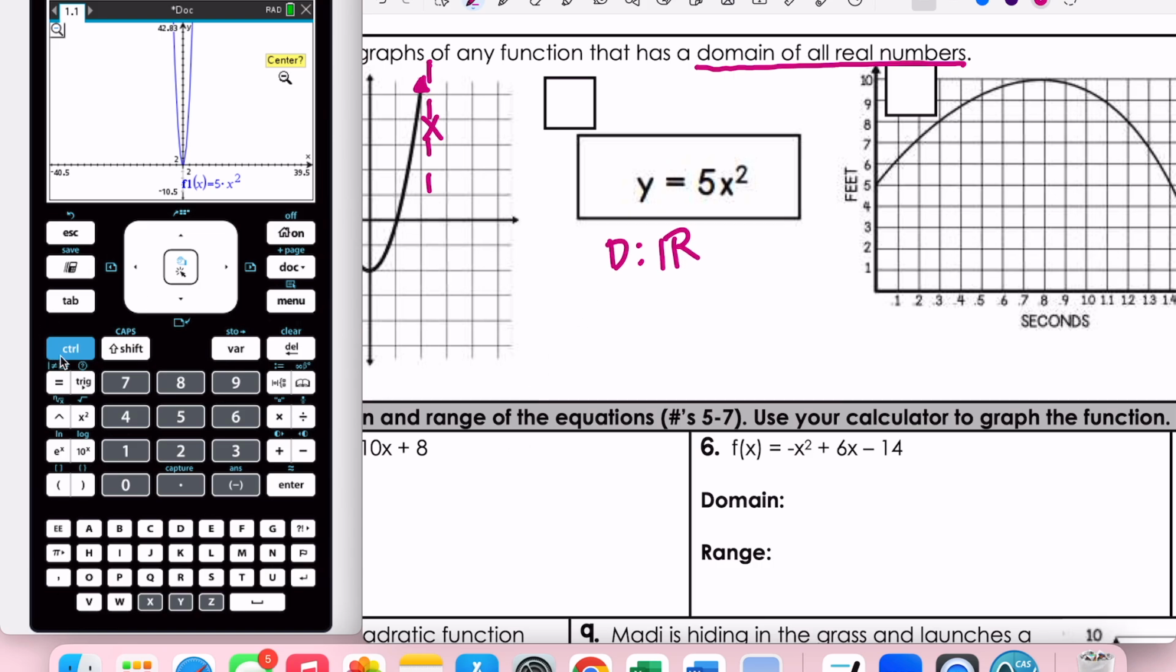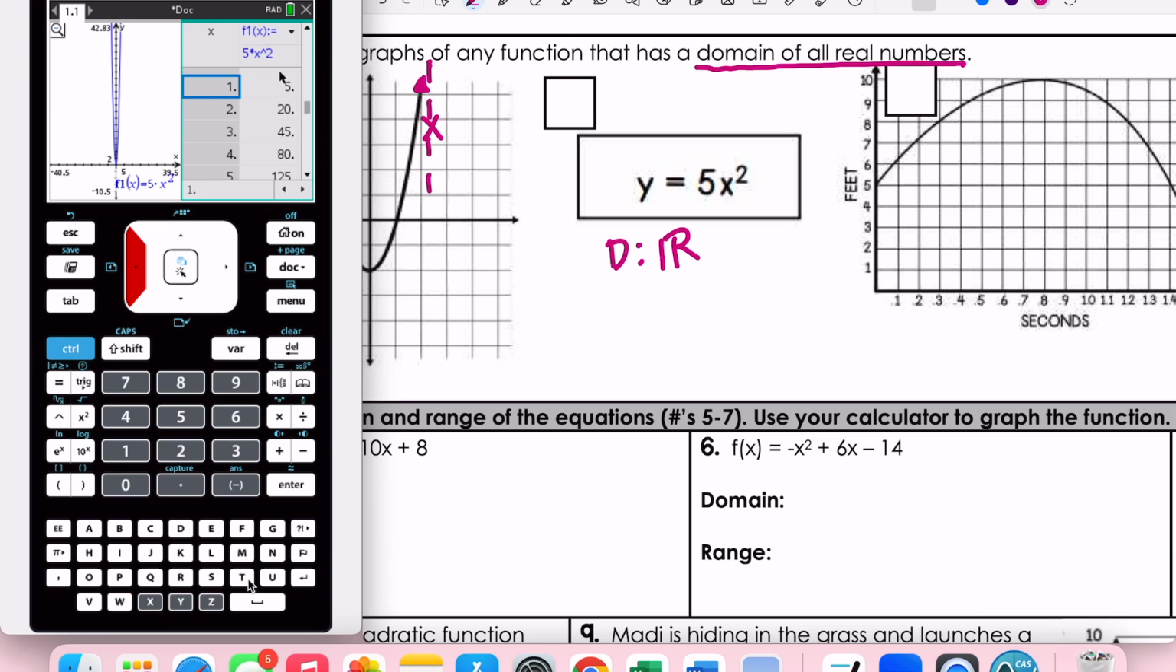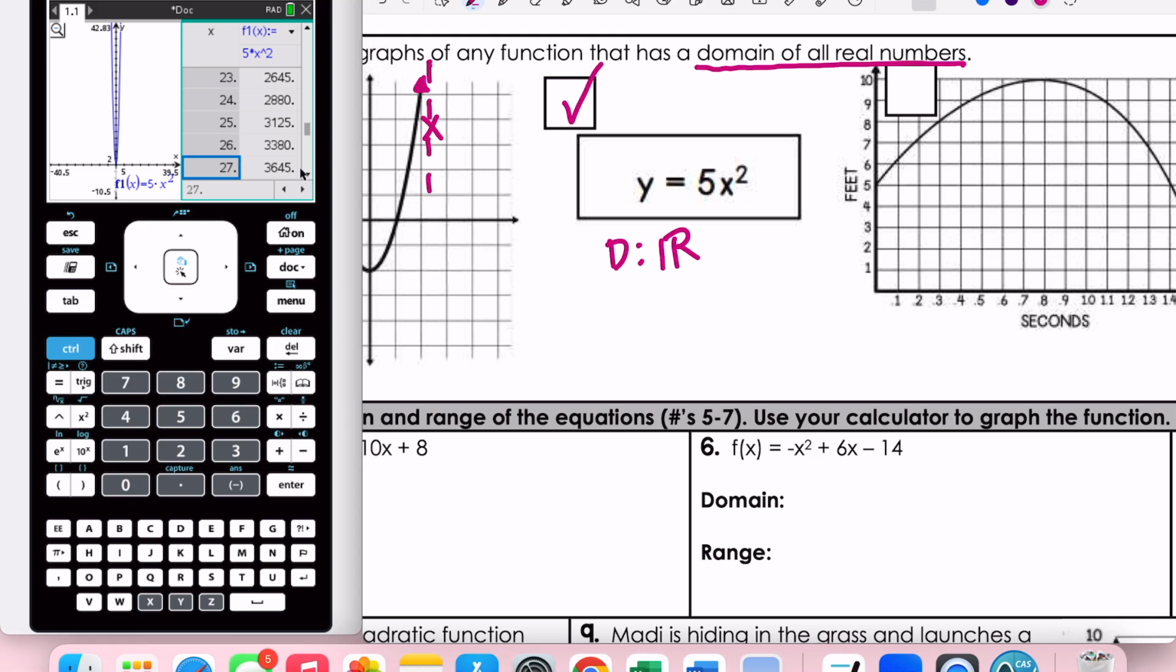real numbers. And just to further solidify that for you, if I press Control T and I look at my x values, because remember, domain stands for your x's, I can literally go as far as I want to on the x values here, and I'm going to have an output or a y value. So again, my domain is all real numbers for this problem.